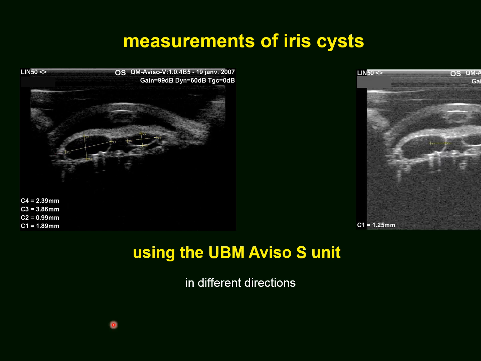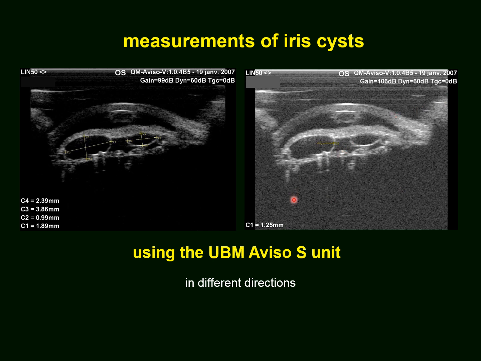And when we increased the system sensitivity again, yes, we have now a lot of noise, and normally we wouldn't do that, but what we can't see in this scan is there is a smaller cyst next to the big cyst here, and that could be measured at this setting of the gain.